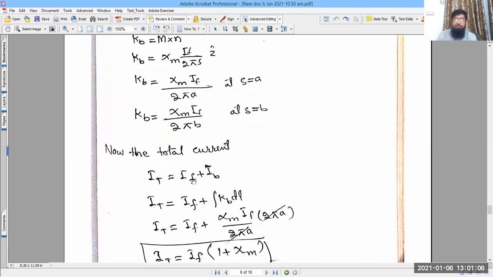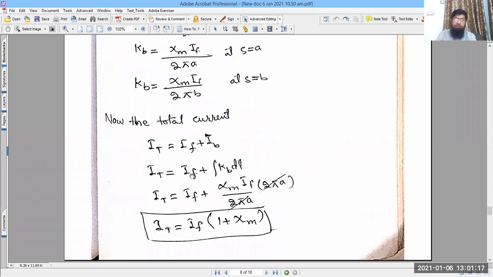So the total current is current due to the free charges plus current due to the bound charges, because the free current is also flowing in it. So here current of free charges plus bound current is equal to K_b into dl, surface current multiplied by dl. This gives you the current. So K_b is equal to chi of m I_f upon 2 pi a, multiplied by dl, dl is equal to 2 pi a. This will cancel out. So the equation is equal to I_f chi of m. I_f is common. So this is 1 plus chi of m, so that this is the total current.